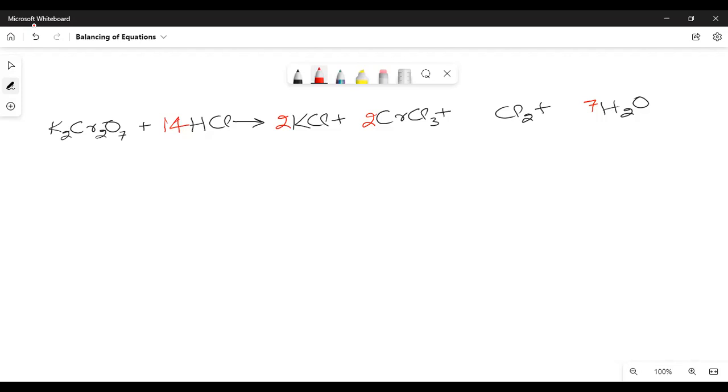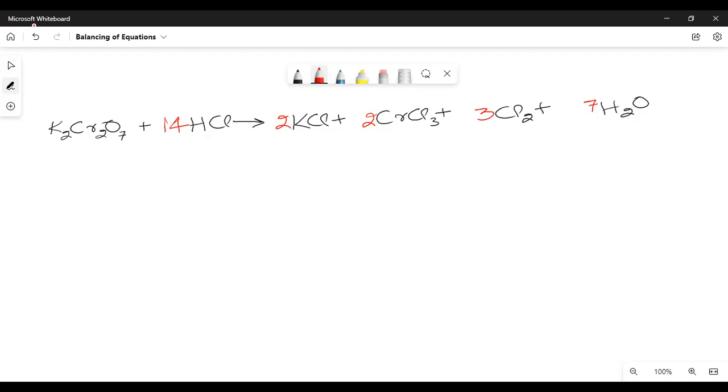Maybe we put three with the chlorine. We're going to put three with chlorine, and we finally did it perfectly. And if you can do this, trust me, it's very safe for me to tell you, you will be able to do any question correctly in your paper, inshallah.